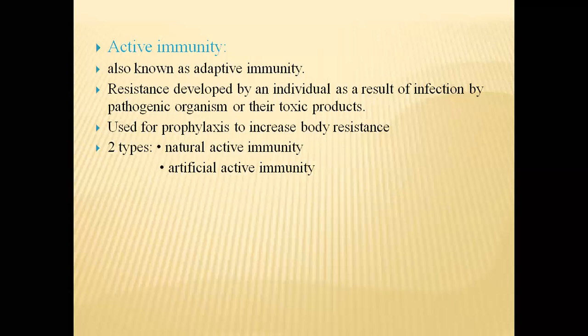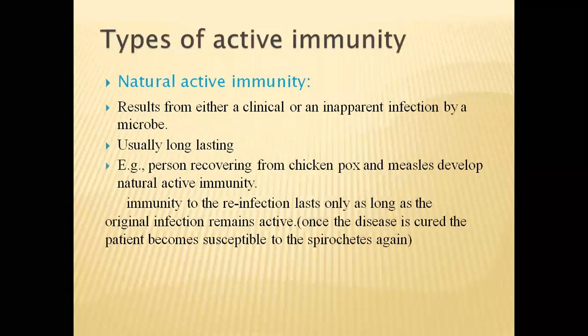Again, in the types of active immunity, we have natural active immunity and artificial active immunity. When do we get natural active immunity? It results from either a clinical or a subclinical infection by a microbe. It can be any microorganism. This natural active immunity is usually very strong. For example, a person recovering from chickenpox and measles develops natural active immunity. That means once you get chickenpox, you will not get it a second time. Measles is another example of natural active immunity.